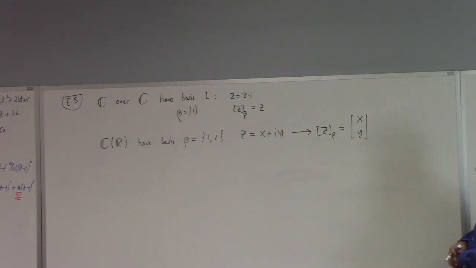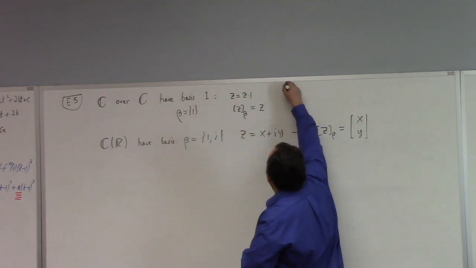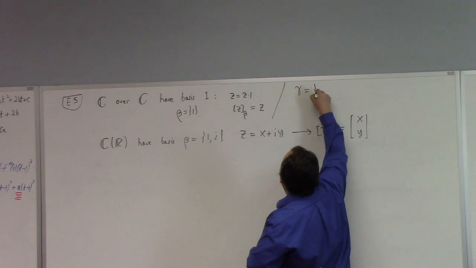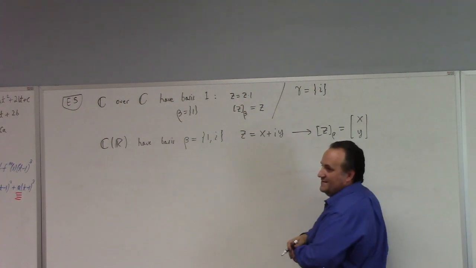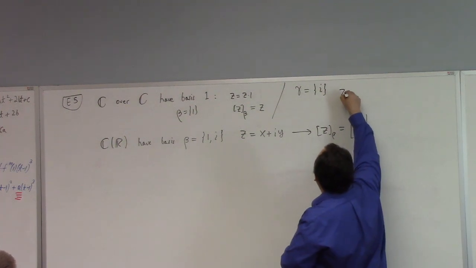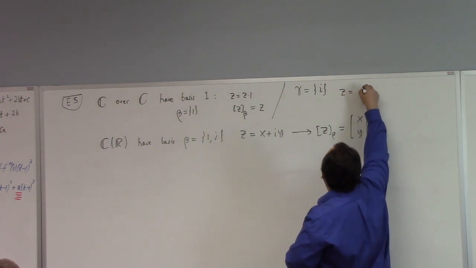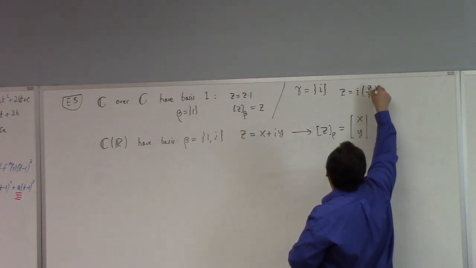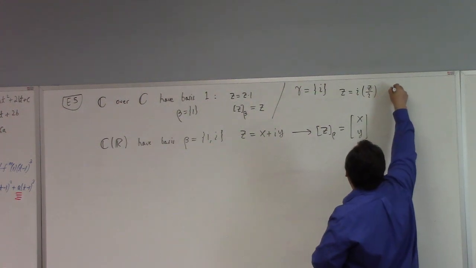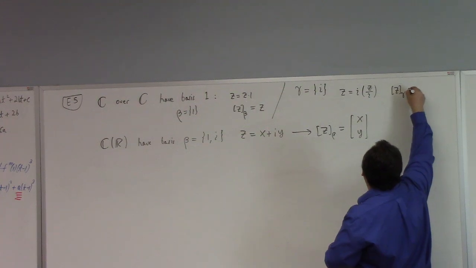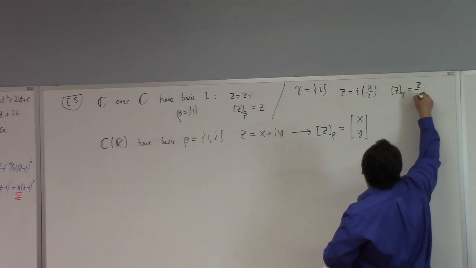I mean, you could be weird with the first example. What happens if we put gamma equal to i? Then if I pick z, I have to do i times z over i, right? So that tells me that my coordinate with respect to the gamma basis would be z over i, which would be dumb, but you could do it.